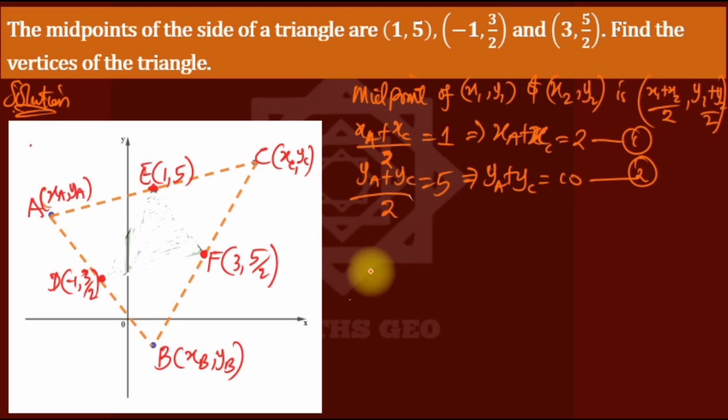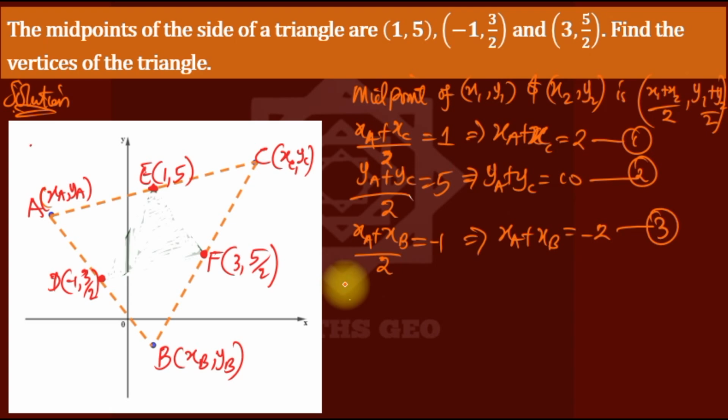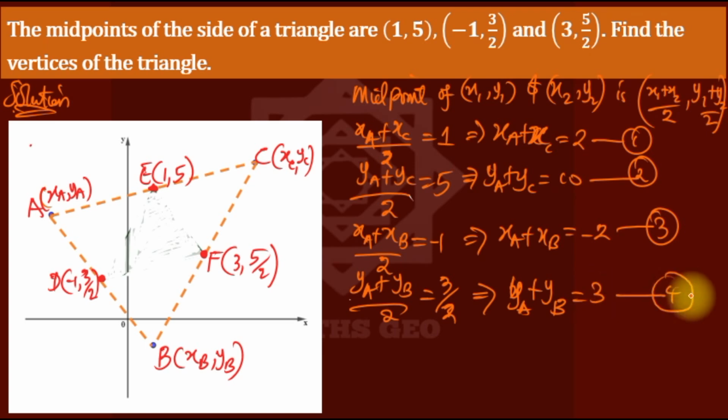So we see that the midpoint of AB, which is now (XA + XB)/2, is equal to -1 for x, which implies that XA + XB = -2. We call it equation 3. (YA + YB)/2 will now give us 3/2, which implies that YA + YB must give us 3, equation 4. So we are done with the side AB.